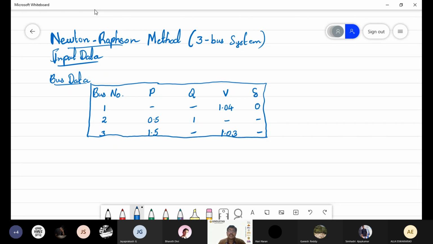So listen here, the first bus, we know that voltage and phase angle are given, therefore the first bus, which bus is it? We call it the slack bus. The second bus, we can see that real power and reactive power are given, it is a load bus. And the third bus, you can see that P and V are given, it is a PV bus or a generator bus.